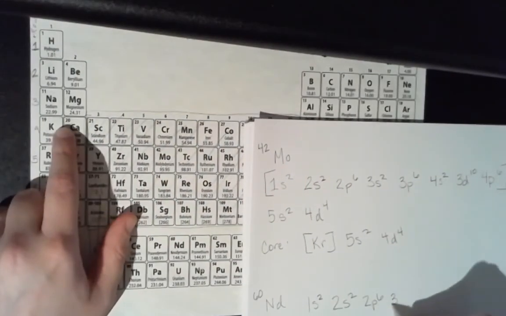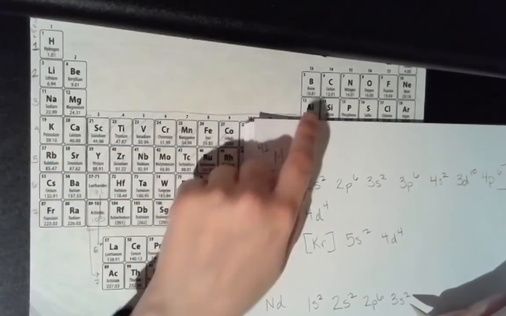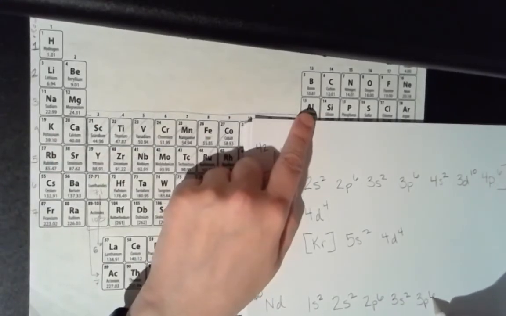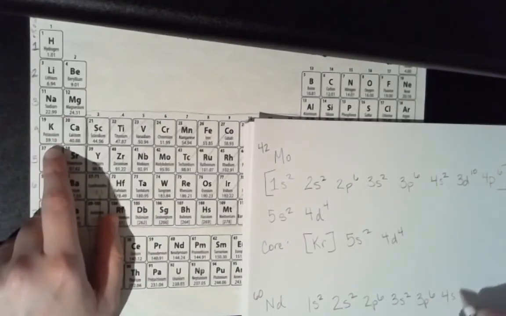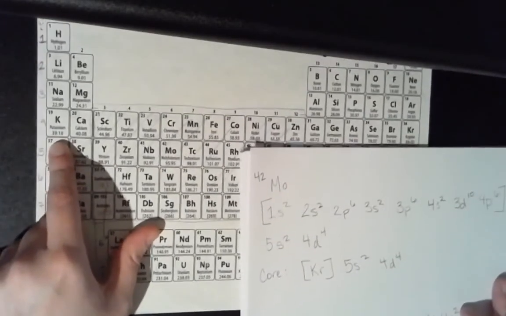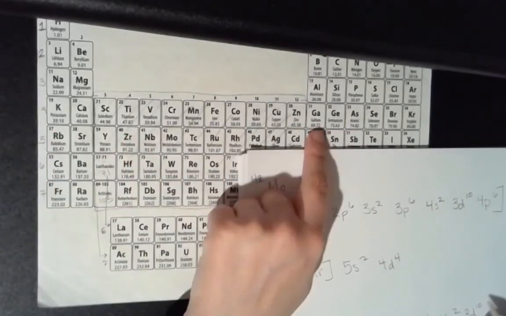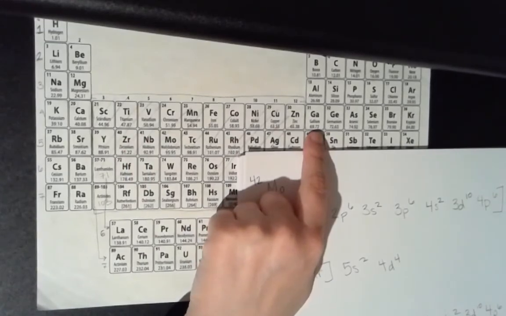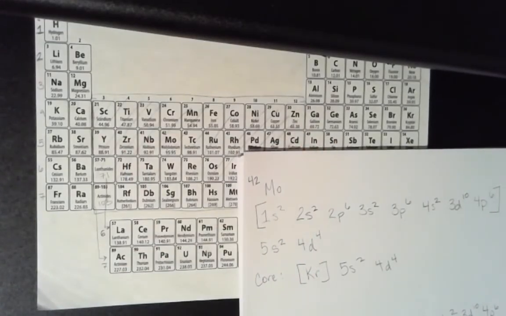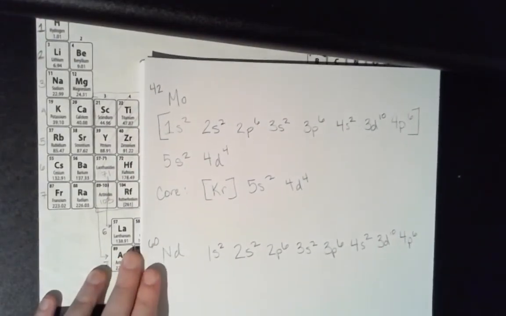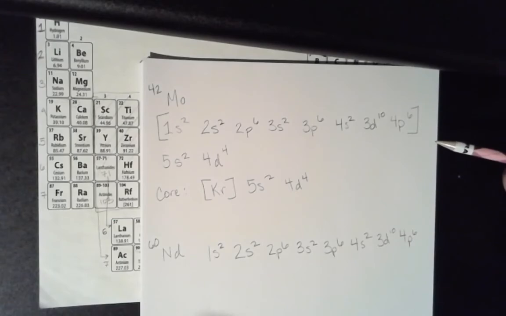Here's your 3s with 2 electrons. Here's your 3p with 6 electrons. Here's your 4s with 2 electrons. Okay, here's your 3d with 10 electrons. Here's your 4p with 6 electrons. That went a little bit faster because, oh, and it's off screen. That's not fair. Okay. I did that faster in part because all of that is also inside molybdenum. We're going to keep going with neodymium, but that's why I did that a little bit faster. Okay, now it's on screen. That's always helpful.